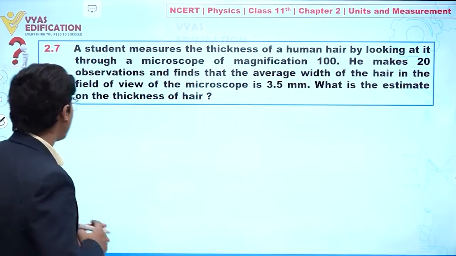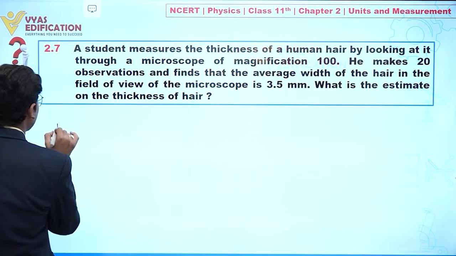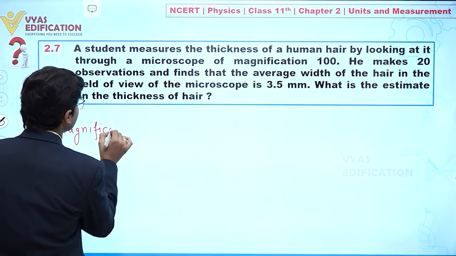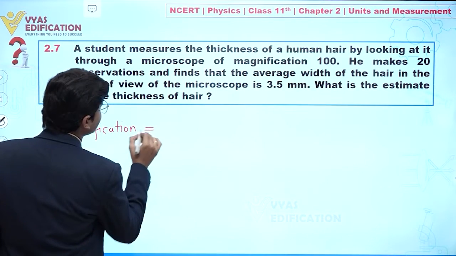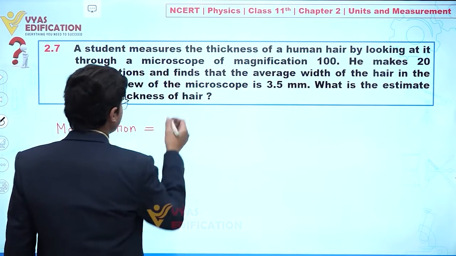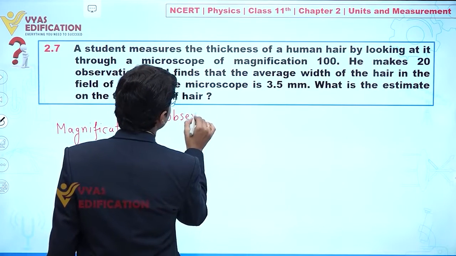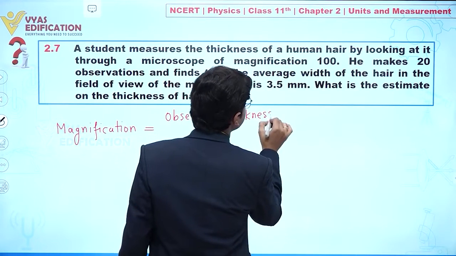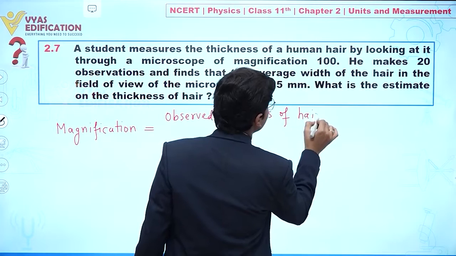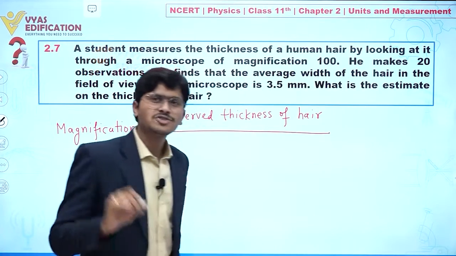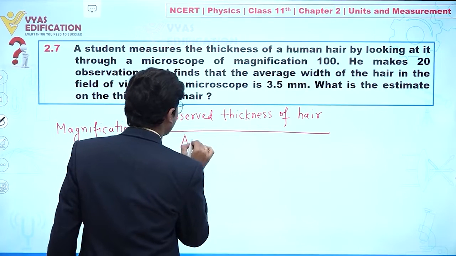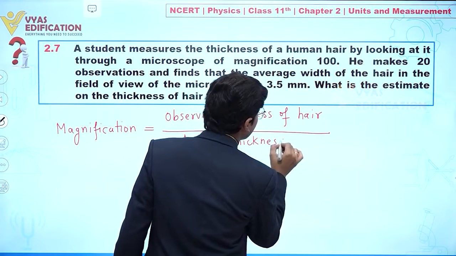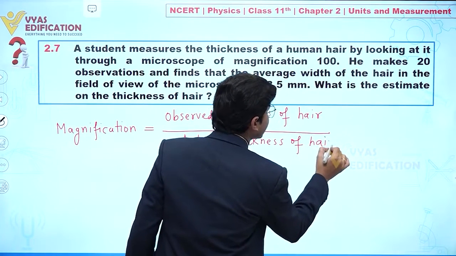Here we have one term that is known as magnification. In this situation, magnification is defined as the observed thickness of hair to the actual thickness of hair.